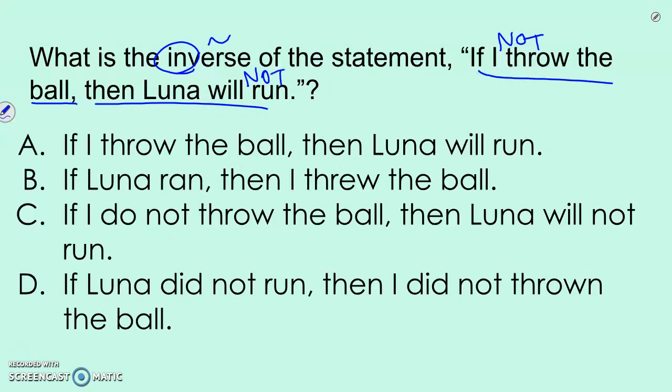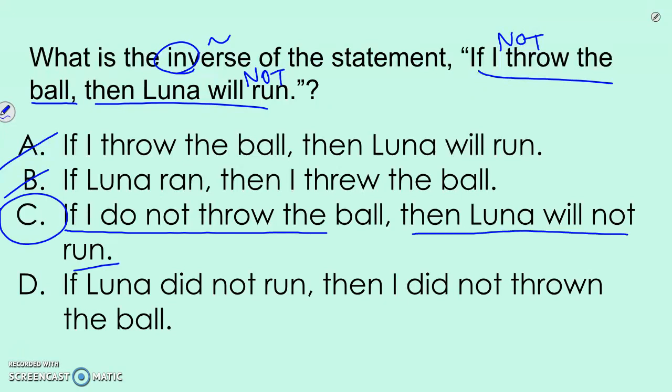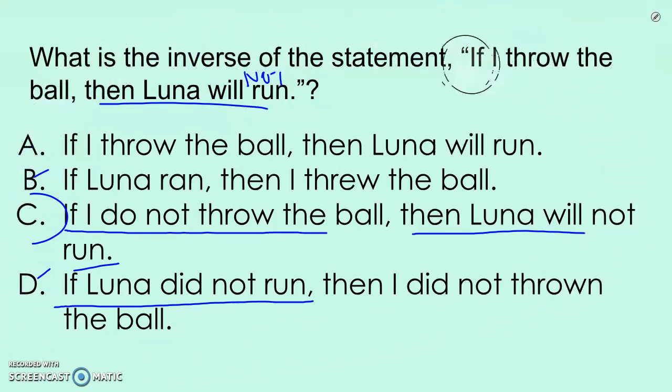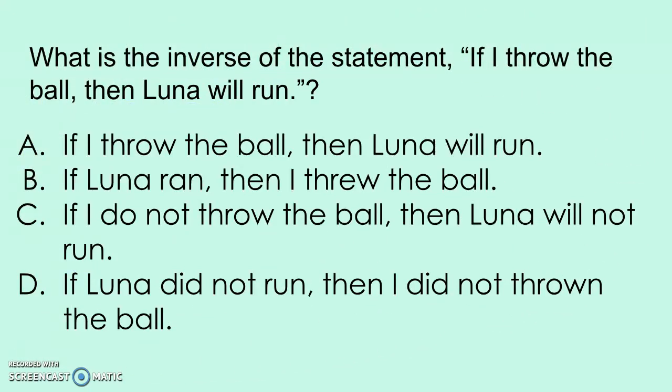We're not changing the order, we're just negating it. So if I do not throw the ball, then Luna will not run. So I think this is our best bet. Let's make sure that D does not work. If Luna did not run, well, we're not changing the order of the statements, we're just negating them. So the best answer for this question is C. Excellent.